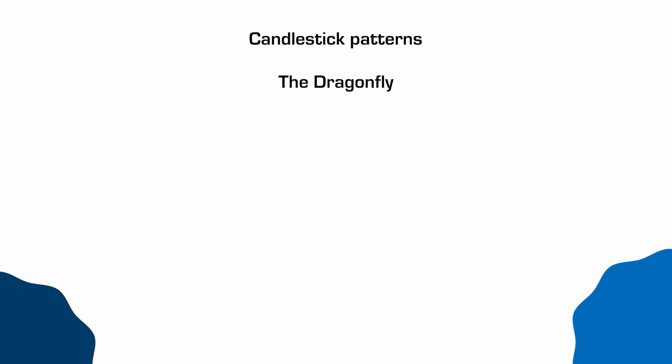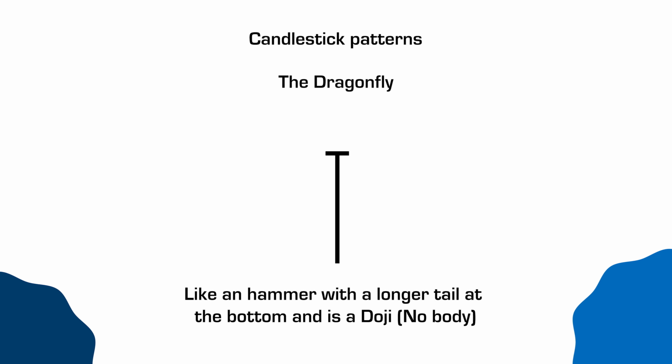The next 2 candles are the same, but the opposite. A dragonfly, it's similar to a hammer, but with a longer tail at the bottom and no body, which is a doji, indicating a sharp price drop followed by a strong recovery back to the opening price. That means price went down, but buyers took back control and moved it back up to where it started.